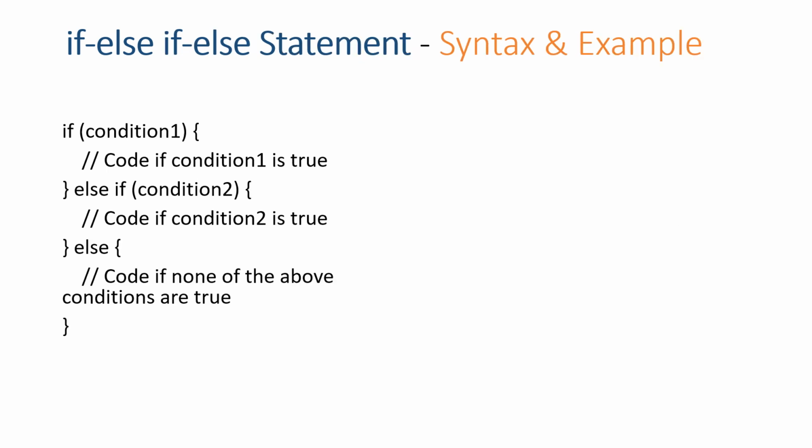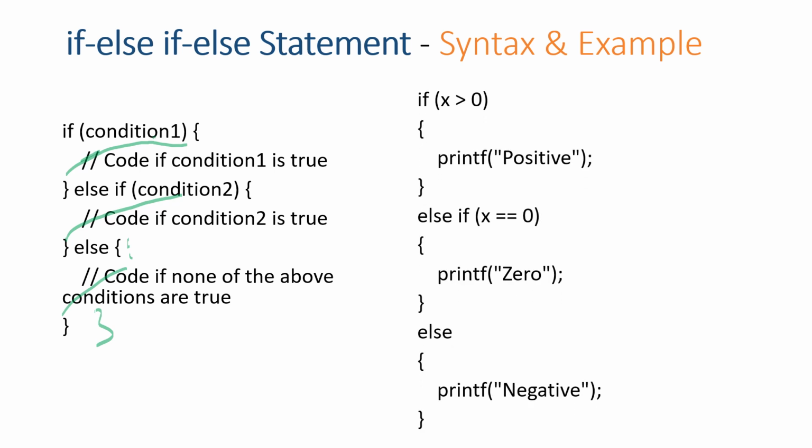And next we have the if else if ladder statement. Here you can see that if condition 1 is true, it will execute the first block of statements, and if condition 2 is true, it will execute the second block of statements. Otherwise, it will move on to the third block of statements. Here you can see the example for that also. If x is greater than 0, it has to print positive. Else if x is 0, it has to print 0. Else, obviously, it has to print negative.